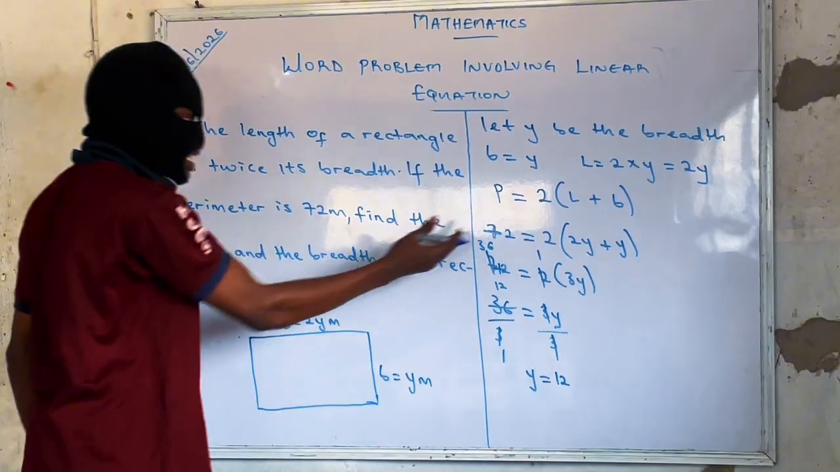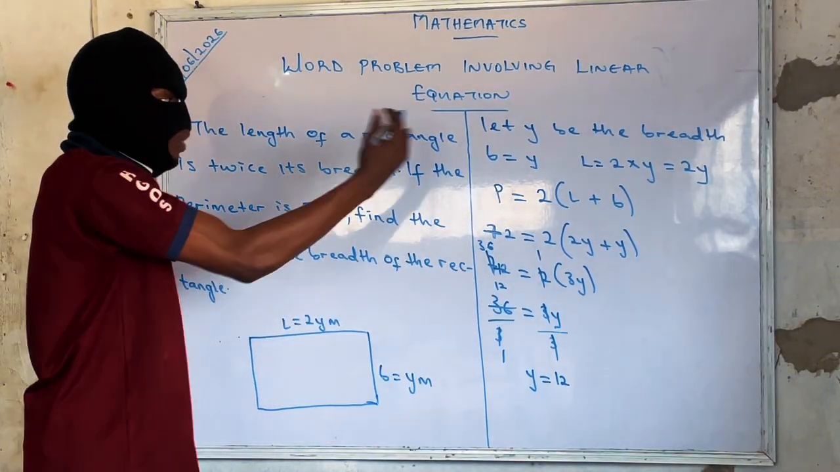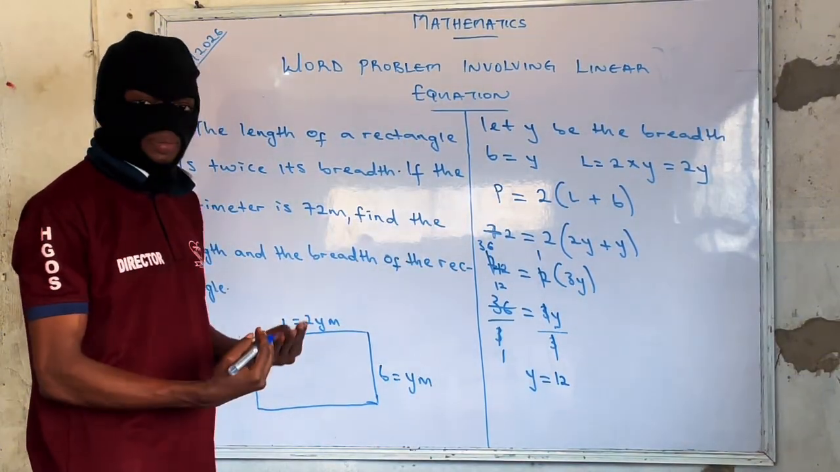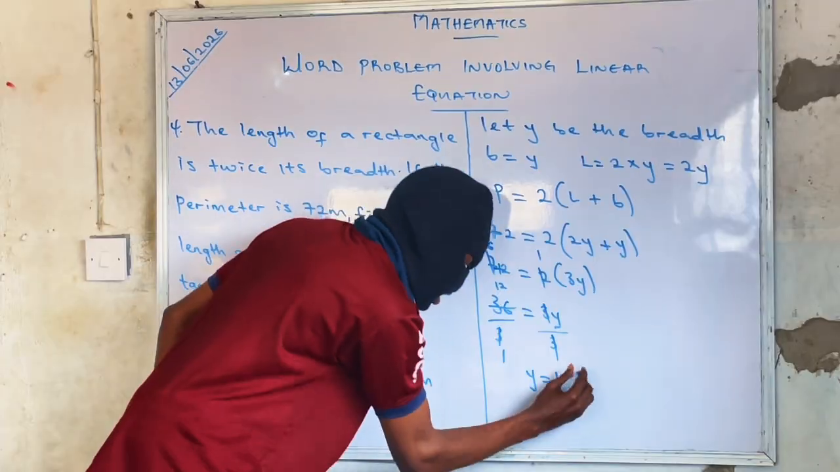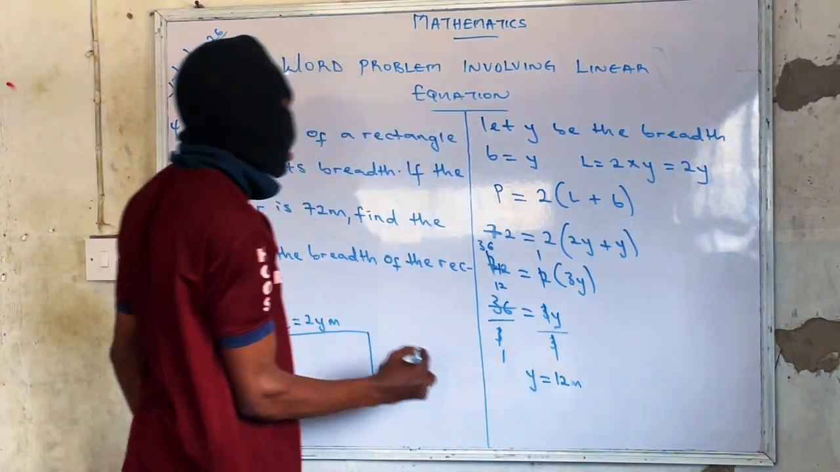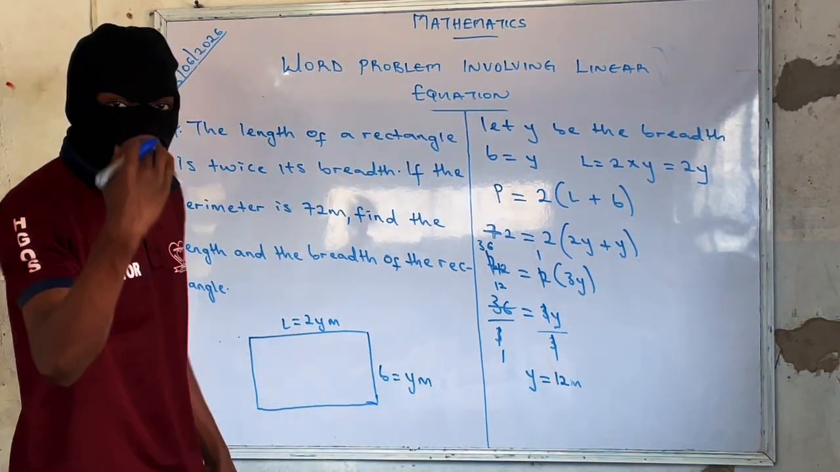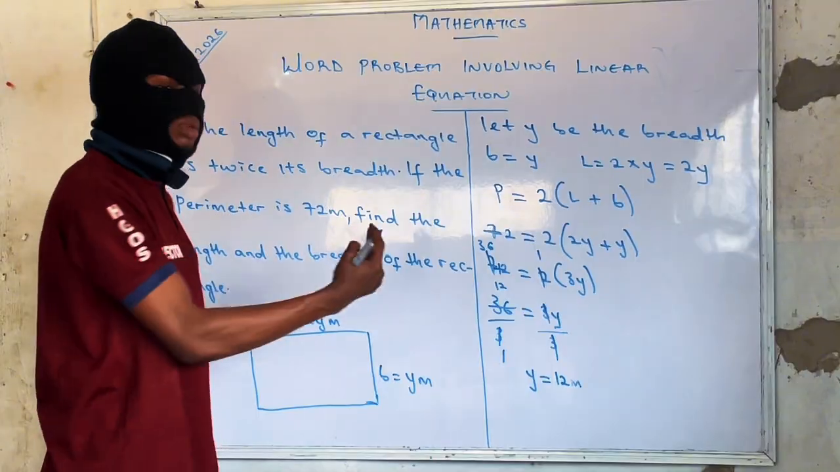12. Now you can see that your y is for breadth. You are using y to represent the breadth since you don't know the breadth. So you have your breadth as 12 meter. But see that the length of the rectangle is twice, 2 times your breadth.